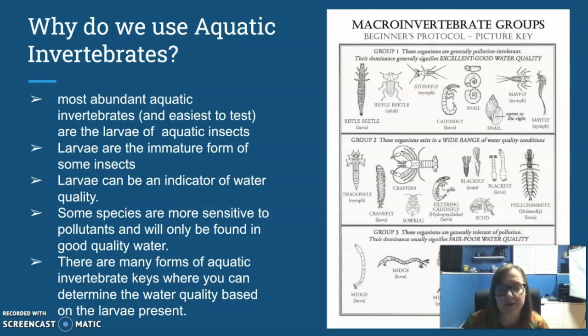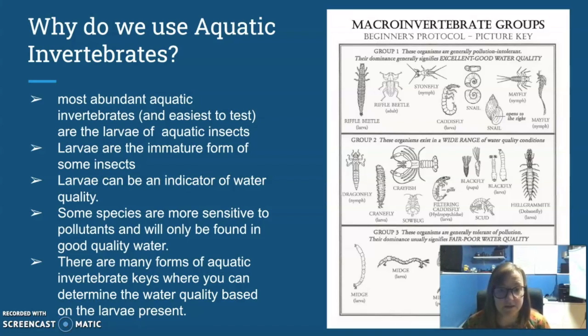The larvae give you that indicator of the water quality because they are sensitive to pollutants. So some of them can only be found in high quality or excellent water quality. Then there are many forms that can be found in anything, and it wouldn't matter if it was high, medium, or low quality water.